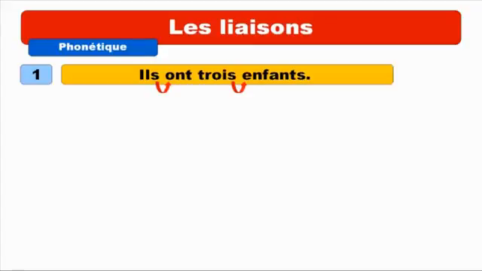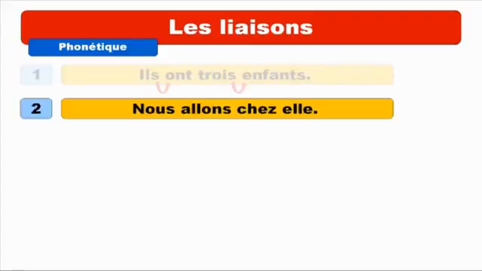Okay. Second sentence. "Nous allons chez elle." Same thing, let's see how it goes if we put some liaison. It's possible to do two liaisons. The first one between "nous" and "allons," so you get "nous allons." And then the second one between "chez" and "elle," and you get "chez elle." So let's read the whole sentence now together. "Nous allons chez elle." Repeat. "Nous allons chez elle." Okay.